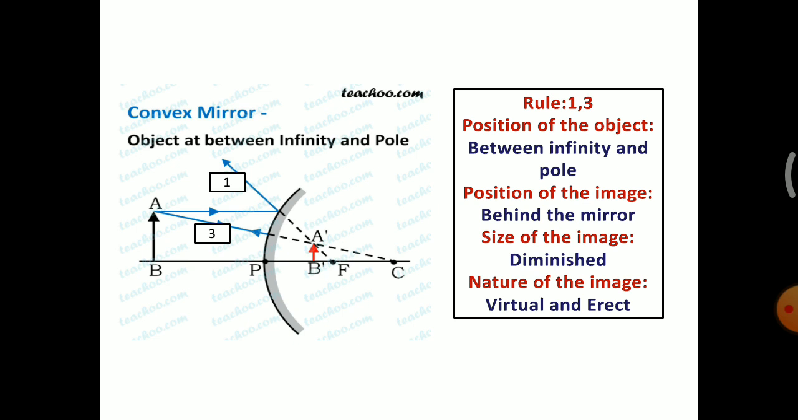Here I wrote the position of the image is behind the mirror. Instead of behind the mirror, you have to write it is between P and F. Comparing to the size of the object, the size of the image is diminished, that means small. The image is formed behind the mirror, so it is virtual and erect.